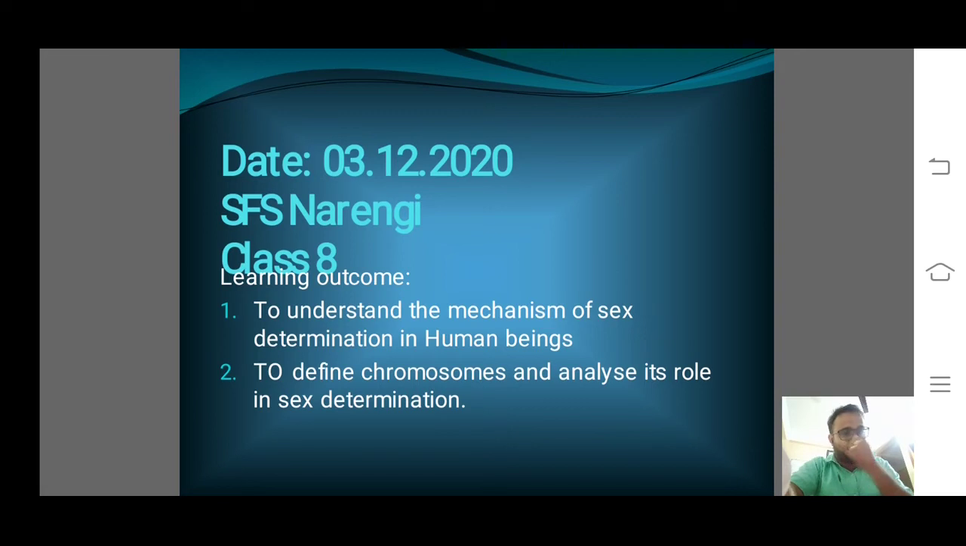So, the learning outcome of today's class will be to understand the mechanism of sex determination in human beings and to define chromosomes and analyze its role in sex determination.